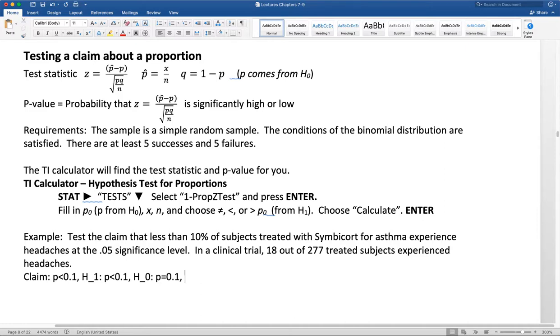All we need to figure out is the p hat, because eventually we're going to use a calculator. P hat is the sample proportion, 18 out of 277, and that's enough. You don't have to figure out the test statistic and p-value by hand using those formulas, because the calculator will figure out those values. Now I'll show you how to use the calculator to do a hypothesis test.